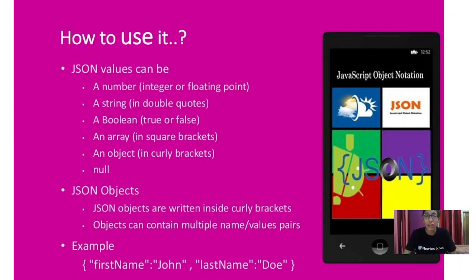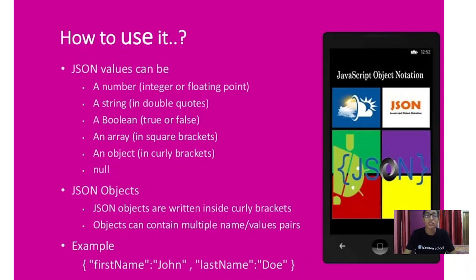Now, how do we use JSON values? First, remember a value can be a number, that is an integer or float, just like the data types we read. Then a string in double quotes; obviously strings are always written in double quotes. A Boolean, that is true or false, true for 1 and false for 0. An array is in square brackets, and an object is in curly brackets. A null value can also be passed in JSON files.